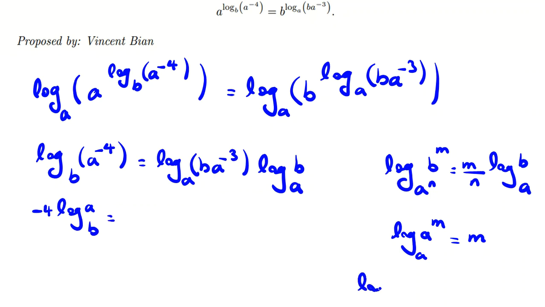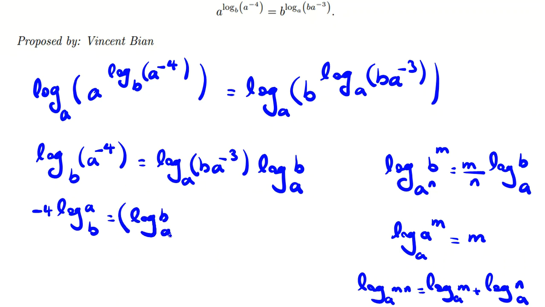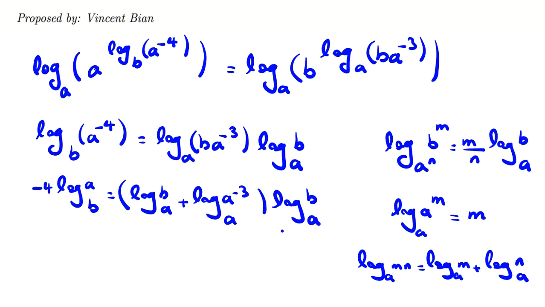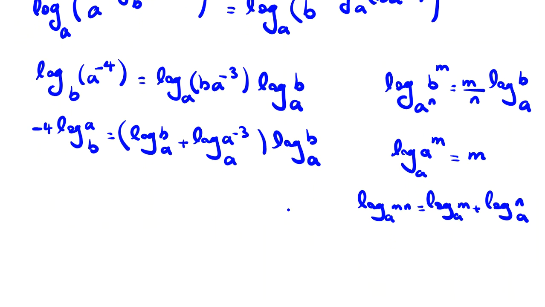Let me tell you another formula that is useful. If you have log of mn, it will be log m plus log n in the same base. So here it will be log_b a plus log_a of (minus 3), and here it will be log_b a. Okay, now let's see what we have if we solve this problem.